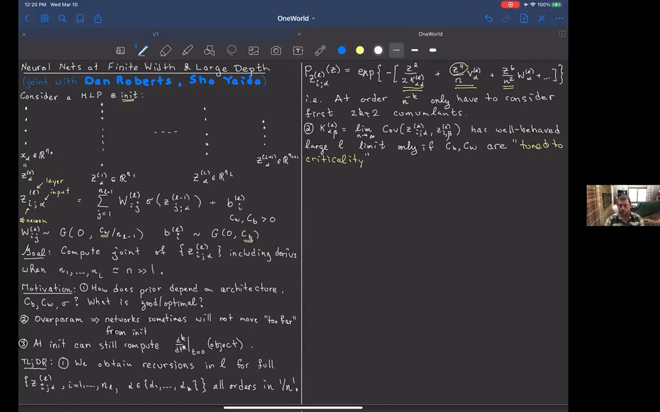Probably all of you, if you've studied ReLU networks, know that you're supposed to very carefully take the weight variance and make it 2 divided by fan-in. That 2 is the C_w for ReLU.